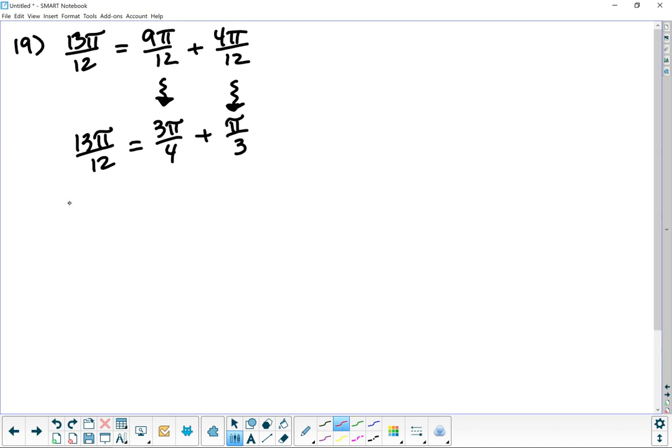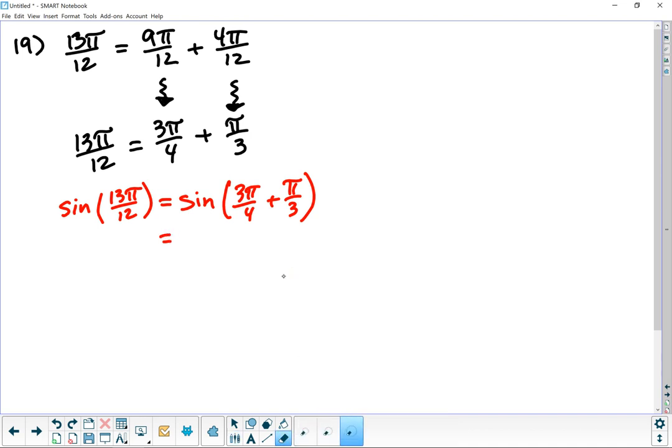So I'm going to go ahead and do the sine of 13 pi over 12, and this is just one way of getting the answer. The result will be the same; there are many ways. So I'm going to be using sine of 3 pi over 4 plus pi over 3. Okay? And that makes, let's see.